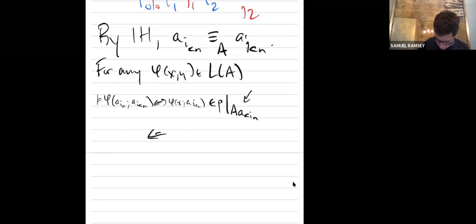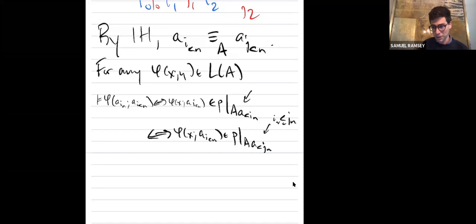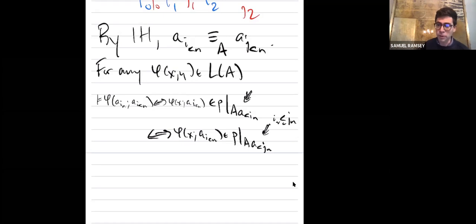Now, this happens if and only if phi(x, a_{i<n}) is an element of p restricted to A, a_{j<n}. Why? This is just because i_n is less than or equal to j_n. So this type here is contained in this type here. So if I have a formula that's here, it has to be here, and vice versa, because the parameters come from the smaller set.